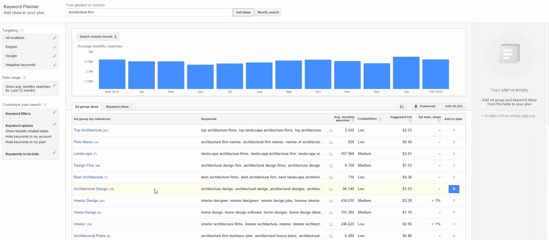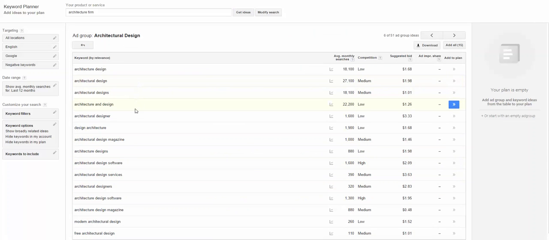So briefly, before we wrap up here, we'll just click through on architectural design and look at some of the terms there that are related. And again, when we say architectural design, we may think we want to be optimized for that, but look at all the variety of terms that people may be searching for. And also, again, you look for how high is the competition for other people who are trying to get that same attention. Architectural design software, architectural design services.